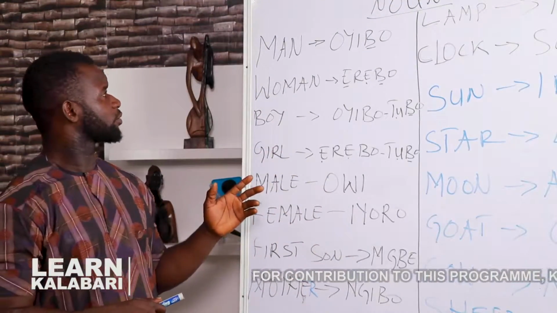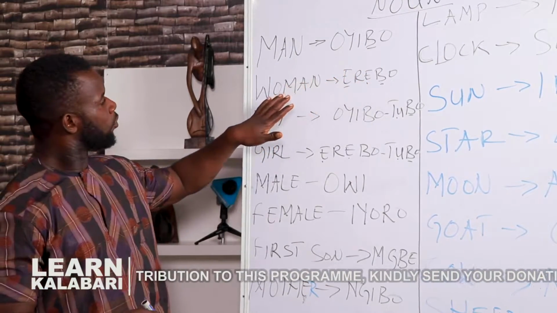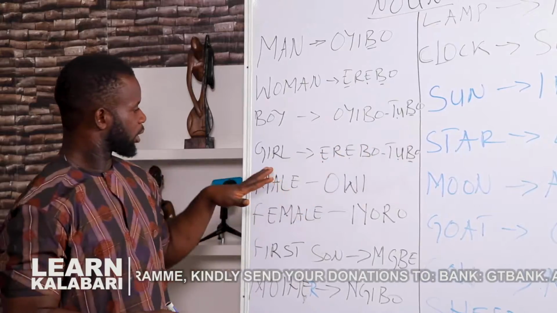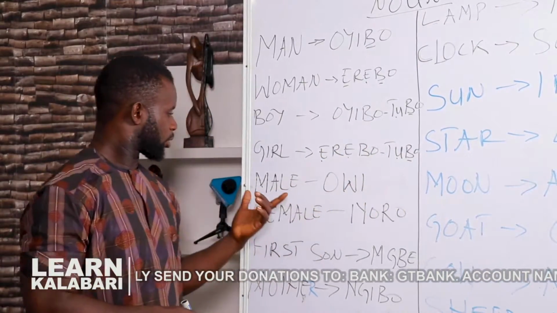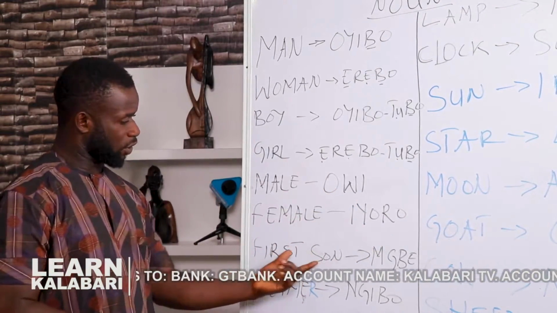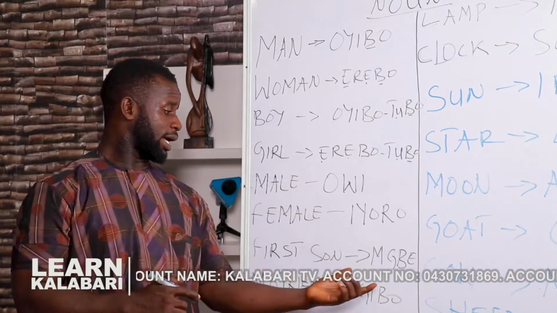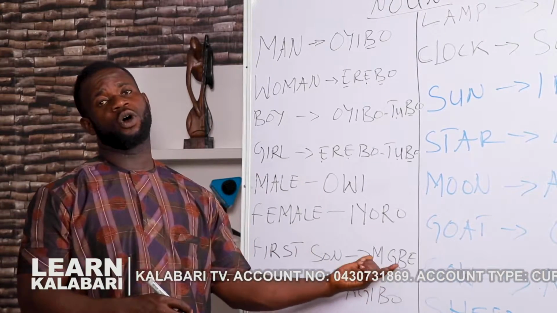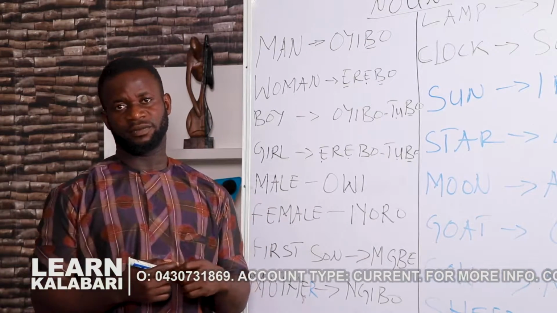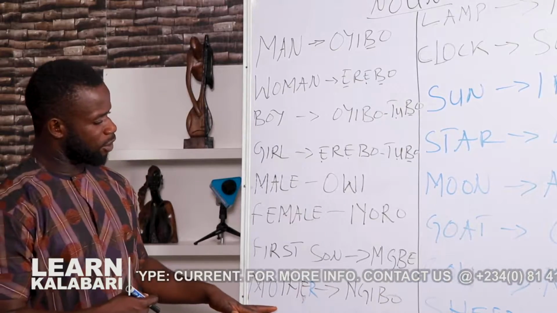We have some items on the board now. We have man, Oyibo, woman, Erebo, boy, Oyibo Tubo, girl, Erebo Tubo, male, Owi, female, Eyoro, first son, Ingbe. And I told you in one of our previous classes that Ingbe is also called oyster. But as we all know, even in English language, we have some words that have different meaning. So this word is also used as first son. And then we have mother as Ingibo.